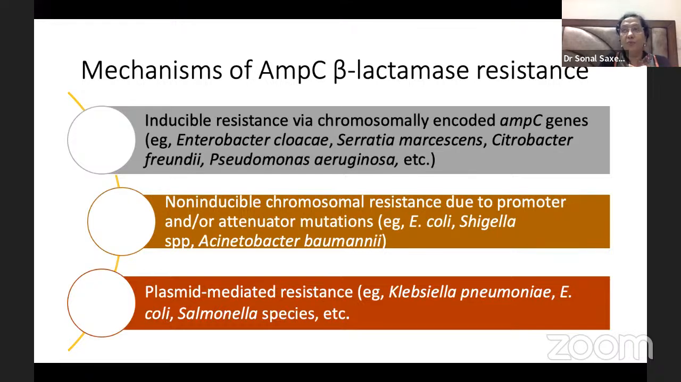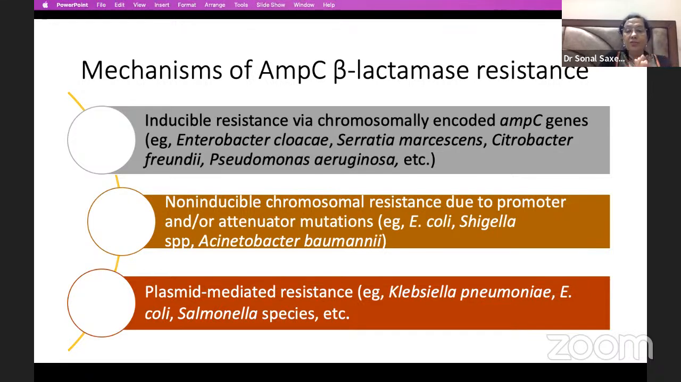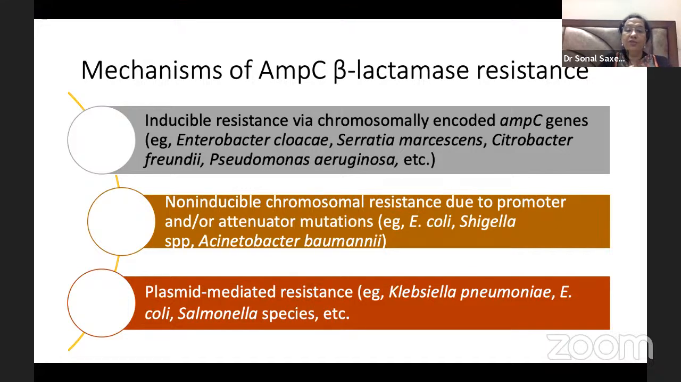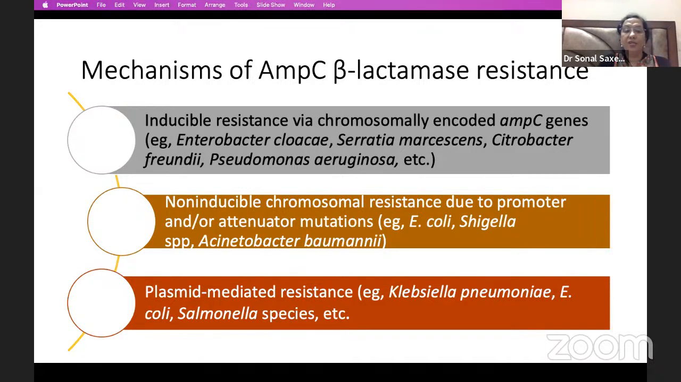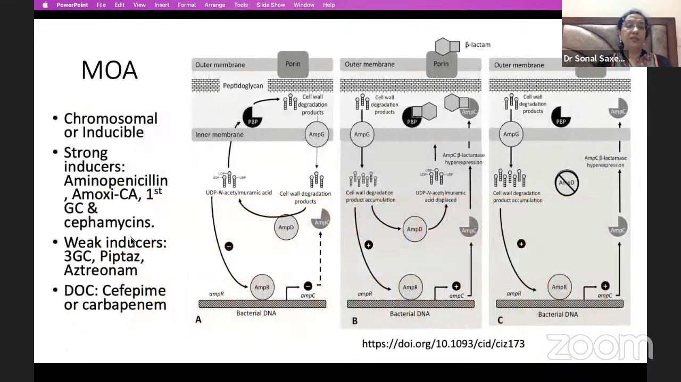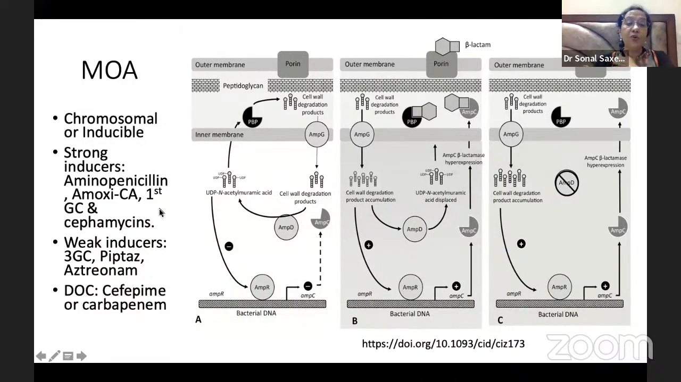One of the things that you have to remember is that they cause inducible resistance via chromosomally encoded AmpC. Which organisms? These are the Enterobacter, Serratia, Citrobacter. So these are the ones which are inducible. That means the moment there is a beta-lactam, this resistance will show. Non-inducible can be there due to certain mutations in E. coli, Shigella, and Acinetobacter, or it could be a plasmid-mediated resistance, as in MDR Klebsiella, or Salmonella, or in other species.